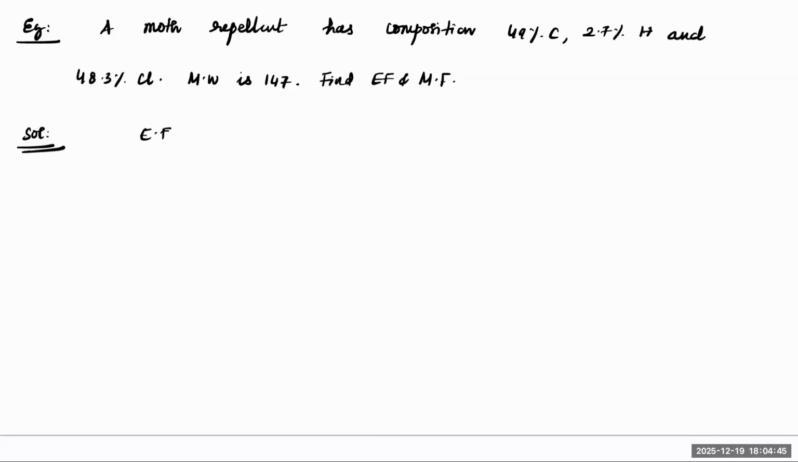Empirical formula is C3H2Cl1, which makes the molecular formula C6H4Cl2. Correct. Okay. This is usually the structure of dichlorobenzene. Correct, like this: chlorine, chlorine, and benzene. Clear now?